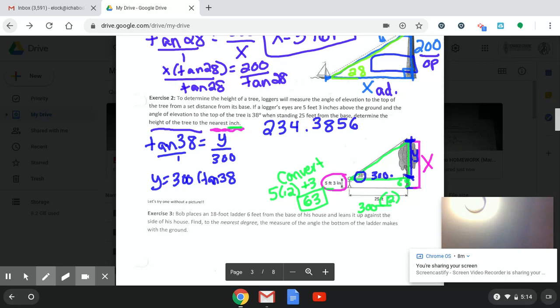We're going to add in this 63 inches now. That accounts for his height as he was looking to the top of the tree. So when we add 63, we're going to get a total of 297.3856. So our final answer here, that 7 is not going to increase for our rounding. Our final answer is going to be the height of the tree is 297 inches.